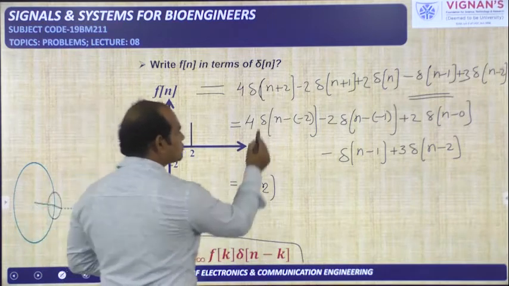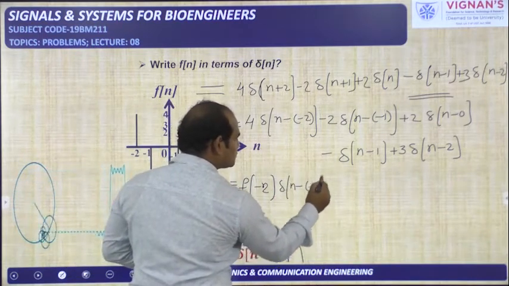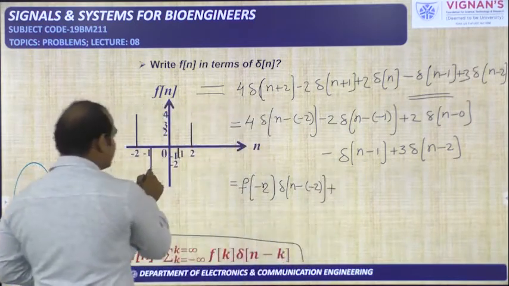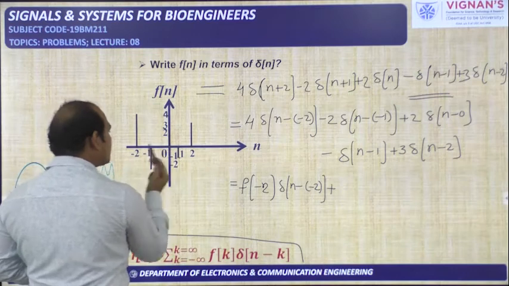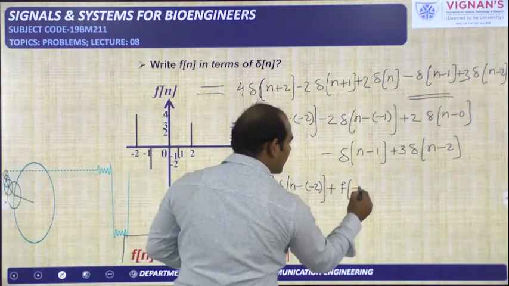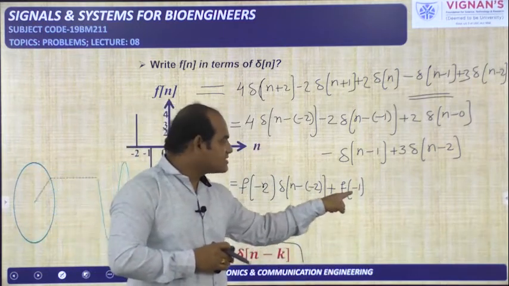So f of -2 into del of n minus of -2. Next, how to write this -2? -2 is the amplitude of f of n at n is equal to -1. So this -2 can be written as f of -1. So f of -1 is the amplitude of f of n at n is equal to -1.